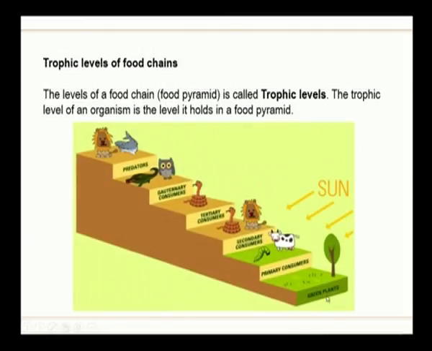Trophic levels. So the trophic level is the level of the food pyramid. The trophic level of an organism is the level it holds in the food pyramid. So these are different levels of the food chain at a trophic level. As you see, the sun is what everything depends on, and the energy gets transferred from a lower level to a higher level.